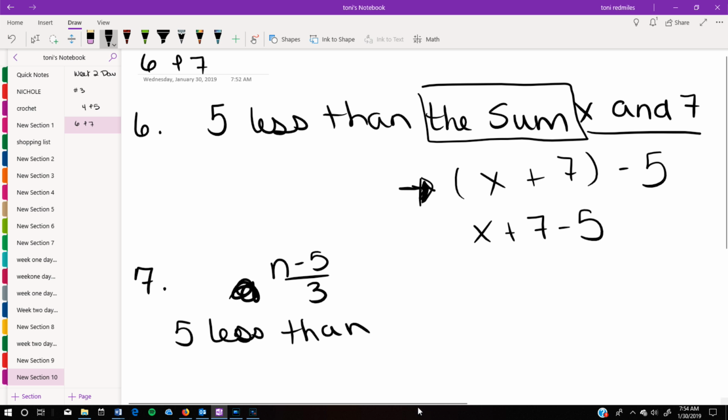So the first thing I need to look at is the quotient of, which I know is parenthesis, n and 3. I have to do this first before I can subtract the 5. What this is saying is subtract the 5 from the n, then divide by the 3. That's not the order I want to do it in. I want to divide the n by the 3, then subtract the 5. Okay? So it's very important that I write it this way.